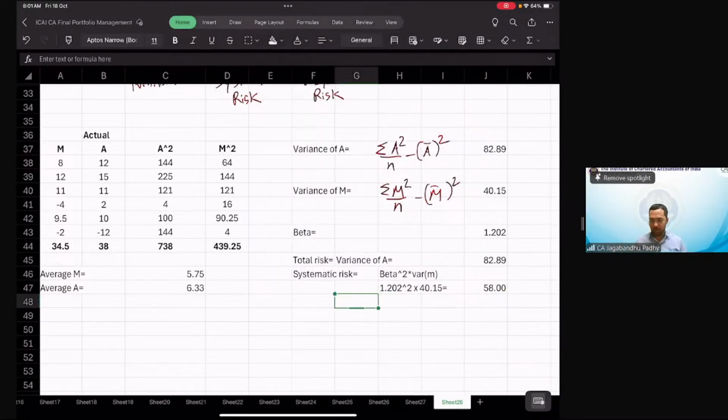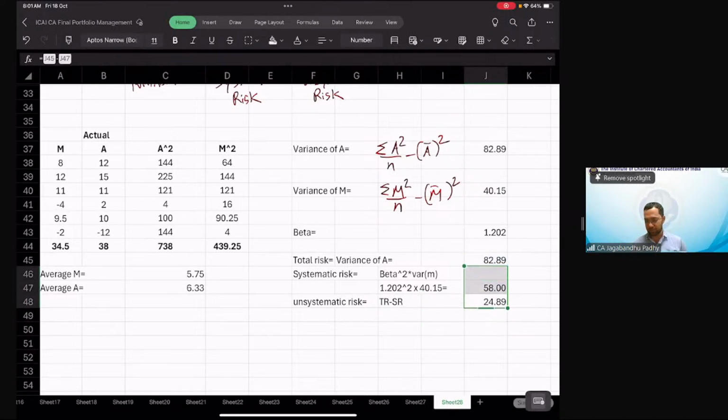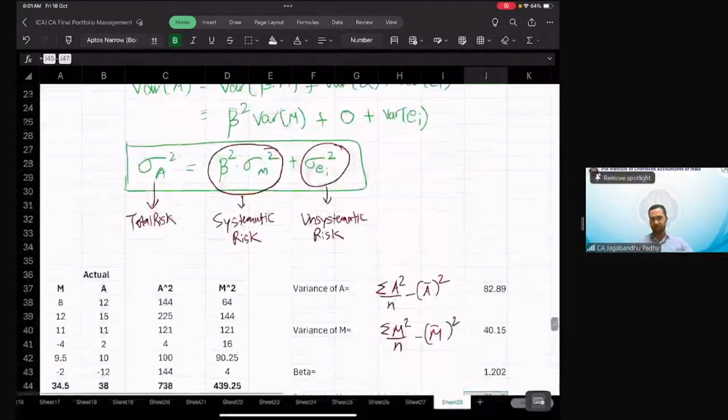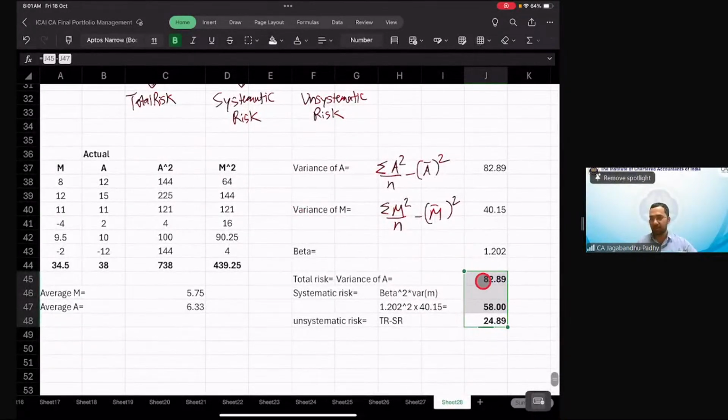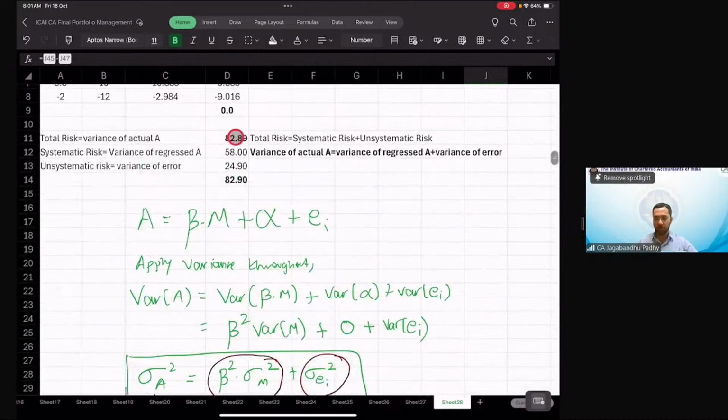And then the balancing part will be the unsystematic risk, which is total risk minus the systematic risk. So the difference will be regarded as the unsystematic risk. And if you can just recall, these are the same numbers that we got, 82.89, 58 and 24.89 over here also.